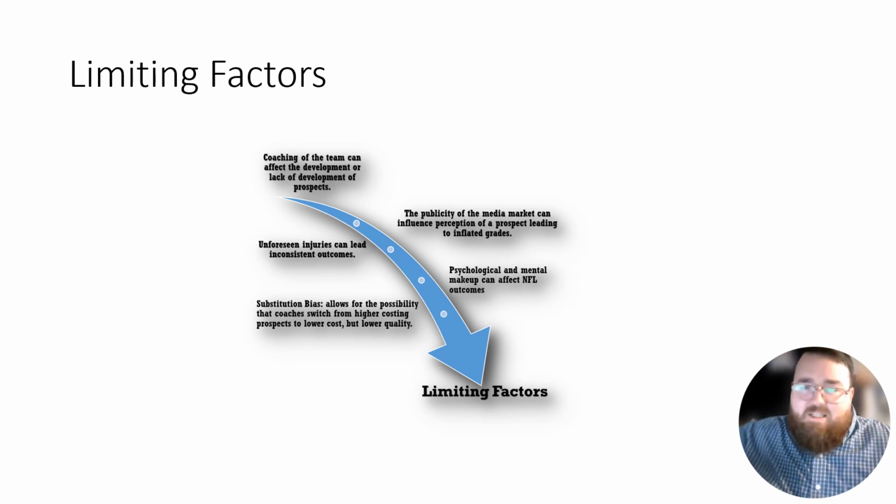Because I like to just tell you what some of the things are that could throw off the data. Well, one thing is the coaching of a team can affect the development or lack of development of a prospect. If Tyreek Hill had gone to any team other than the Kansas City Chiefs, would he be Tyreek Hill? Maybe not. If he hadn't gone to a team that was willing to develop him, he may not have become who he became.